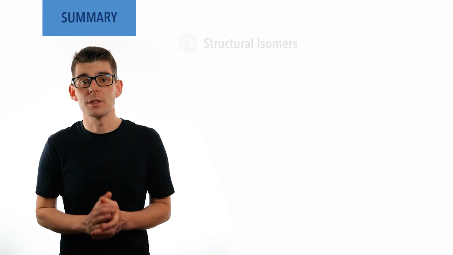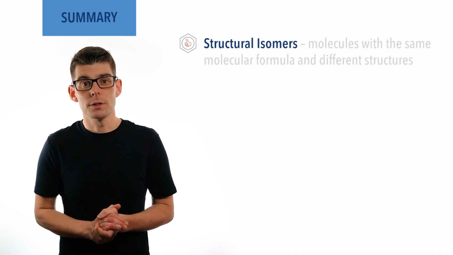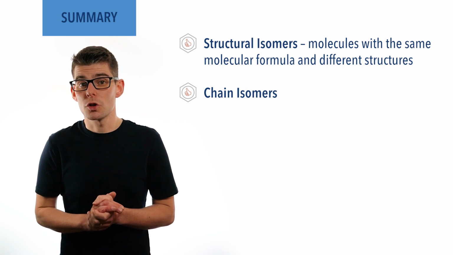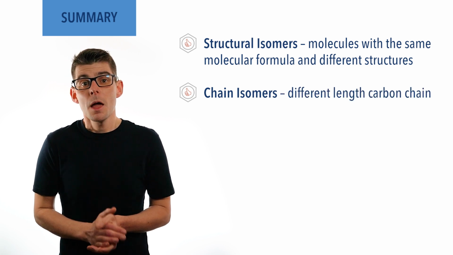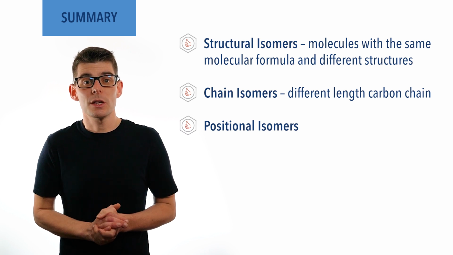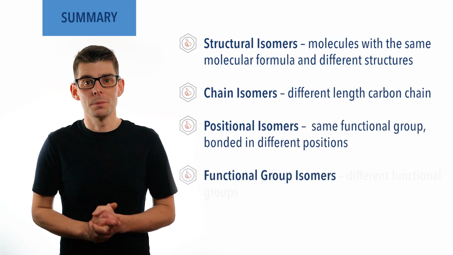So, to summarise, structural isomers are molecules with the same molecular formula but different structures. Chain isomers differ in the length of the longest carbon chain, or backbone. Positional isomers have the same functional group but at different positions. And functional group isomers have different functional groups.